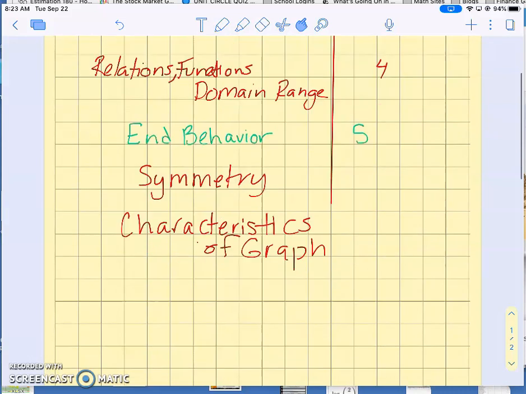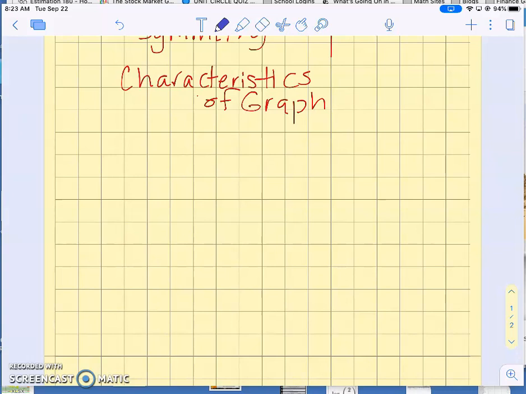Today in your table of contents, we need to add inverse functions. There we go, now I spelled it right. And then you can add whatever page that's on.